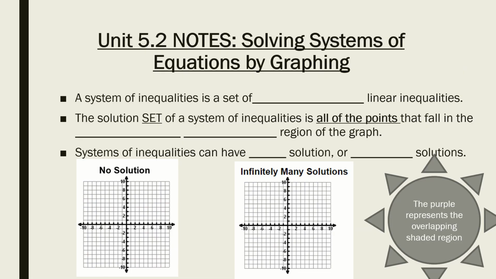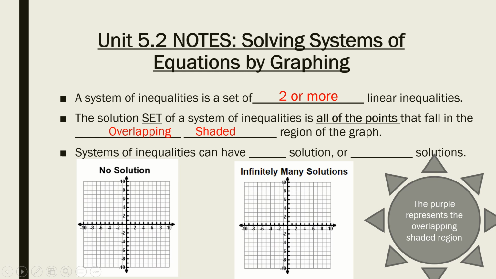So, systems of inequalities by graphing. Let's fill in that first blank. A system of inequalities is a set of two or more linear inequalities. Not equations, inequalities. Two or more, you could have more, but in algebra today we're only going to have two. Second bullet, the solution set, and we use the word set specifically, of a system of inequalities, is all of the points that fall in the overlapping shaded region of the graph.